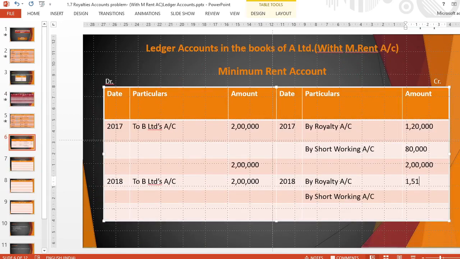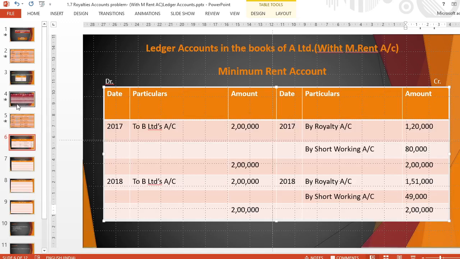1,51,000 and here 49,000. So we have passed both the entries in the year 2018, and I'll close the books of accounts for the year 2018. So debit side 2 lakh and credit side again 2 lakh.